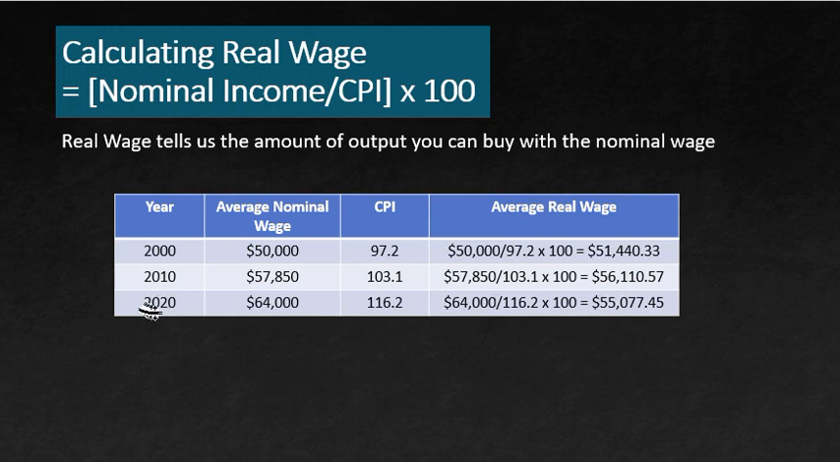But if we jump up to 2020, we can see again our average nominal wage goes up. But when we divide that by the new CPI, we're going to see $55,077.45, which is less than in 2010. So in this example, our real wage actually went down. Our money will buy fewer goods and services than it did in the prior decade. So it's important for us to understand not only our nominal wage, but our real wage as well.